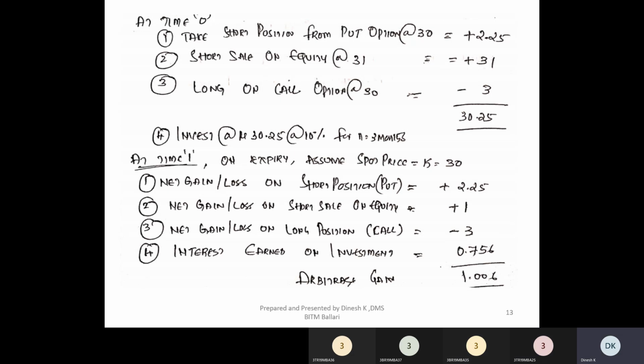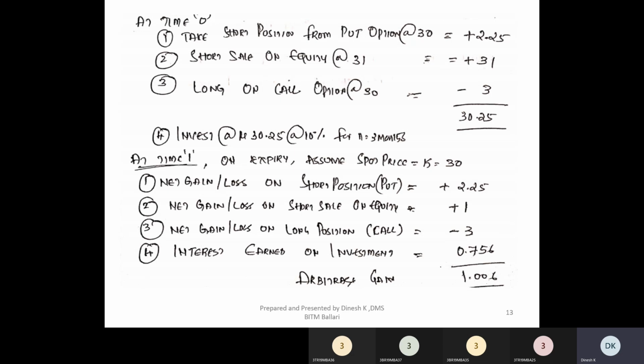Okay, so this is today. Now you have a surplus cash of rupees 30.25 with you. Rather than keeping it idle for the 3 months, you will be reinvesting this cash at 10% for 3 months. That is 30.25. These are the 4 activities to be carried out today, that is, at time T0.